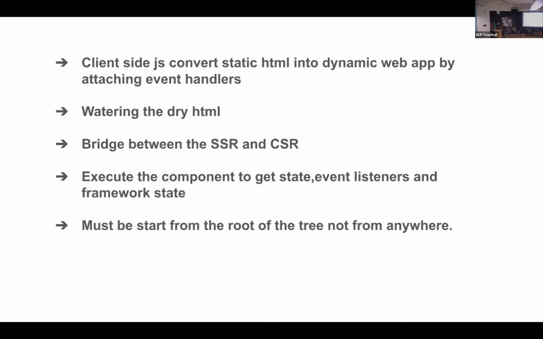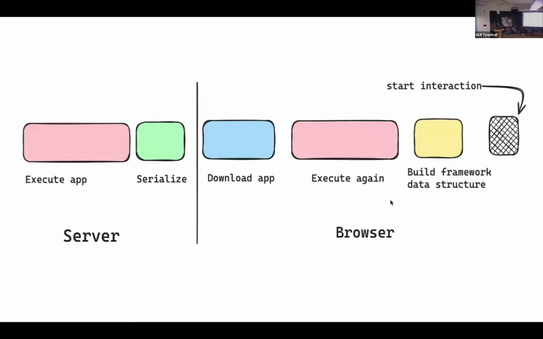Okay, so next, look at this one. Here I will explain what hydration is. If you see, my app is executed on the server, serializes some data in the HTML, and then the app is downloaded on the client. So we are basically able to look at all the content and scroll our content. But what happens if you click on any interactive element?